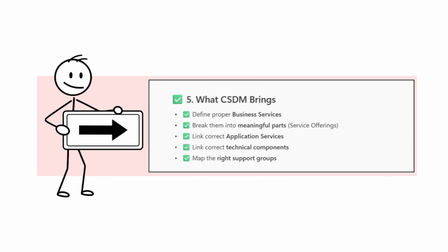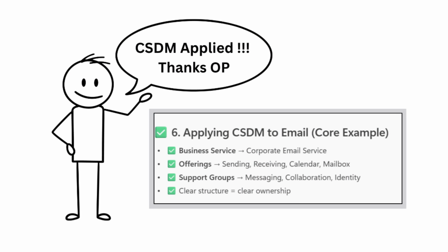Okay. So now let us apply CSDM to our email example. In CSDM terms, our business service is corporate email service. Service offerings are email sending, email receiving, calendar, or mailbox. In any organization, these service offerings are totally organization specific. They may increase or decrease. So these are not fixed.